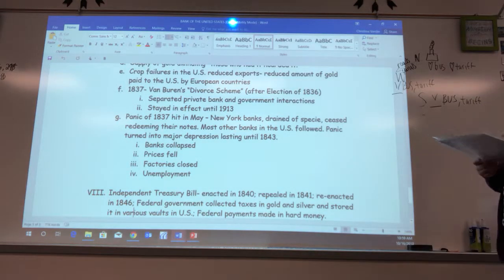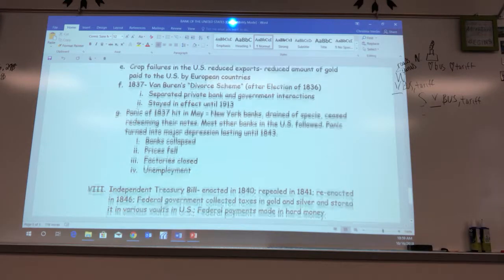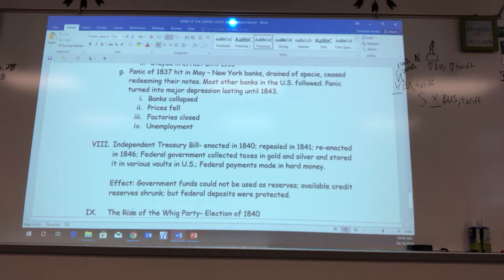Okay, so do y'all get the independent treasury bill? It only lasts for what? 1 year, because do we need that gold in our money supply? Okay, so the effect of this is that our government funds cannot be used as reserves. Available credit shrinks. And now everybody, what party do they not like? Jackson is what? A Democrat or a Whig? Democrat. They don't like the Democrats. And this is why we have the rise of the Whig Party, which we've talked about. The Whigs are anti-monarchy, right? And they're anti-Jackson. Okay?